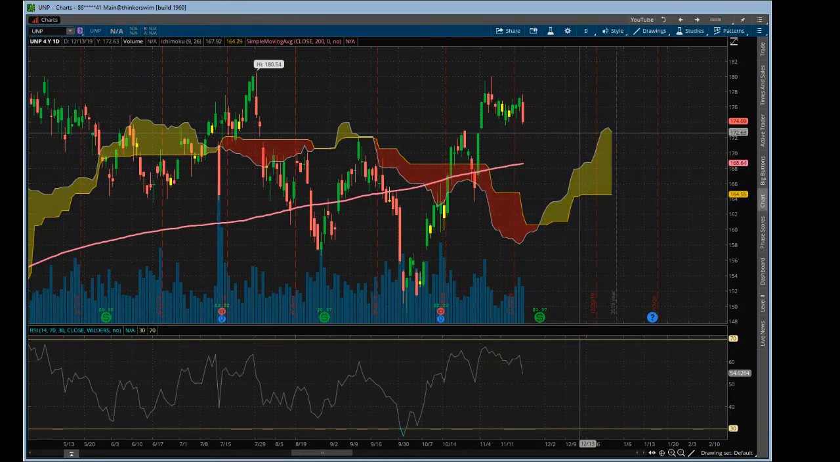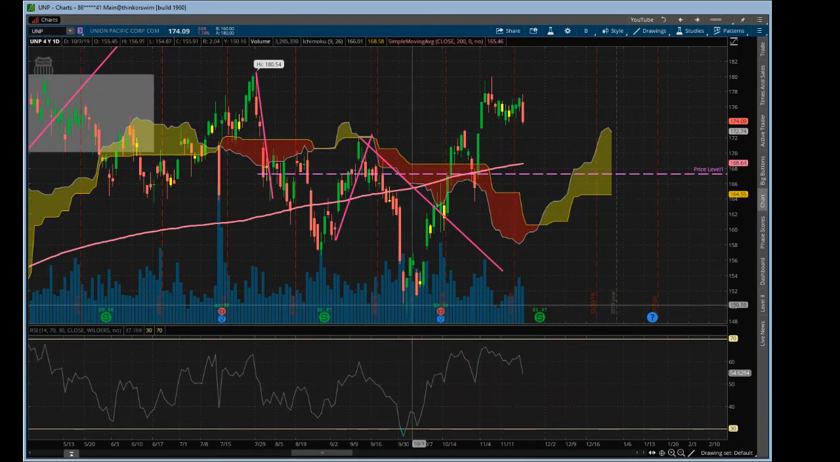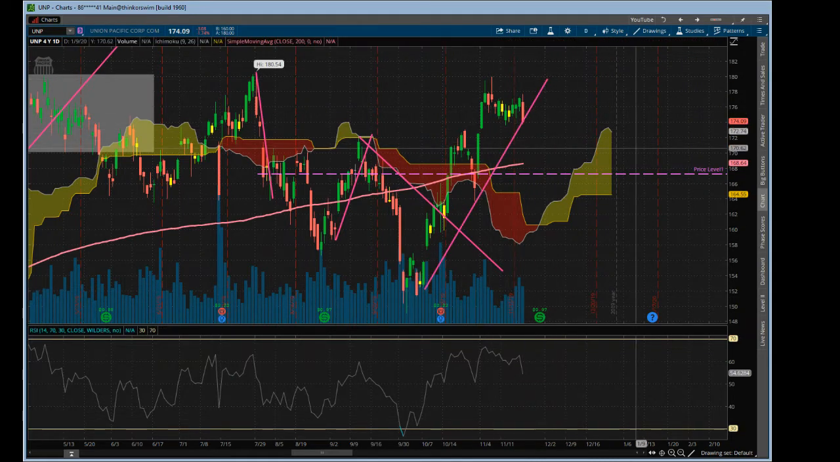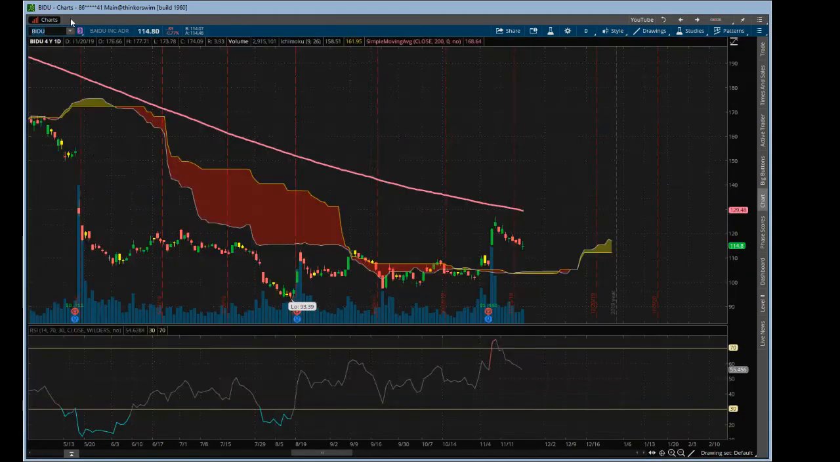UNP, wow, nice catch on that one. So pretty bearish here. A macro trend line is tough to draw from that level, but we are seeing it holding some levels right here. So just be careful with that. Baidu.